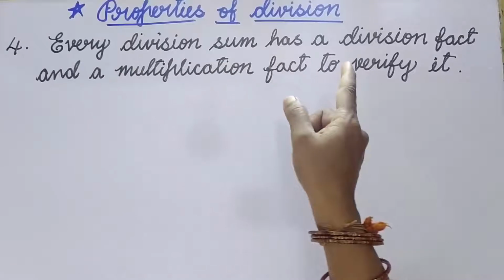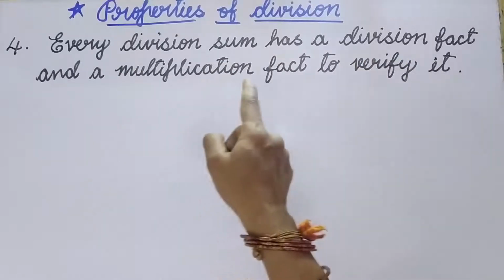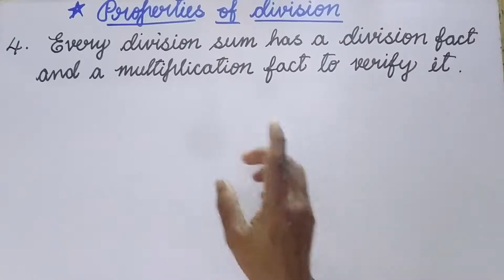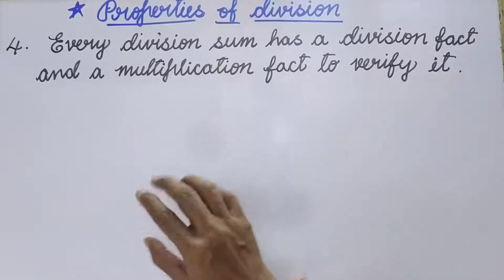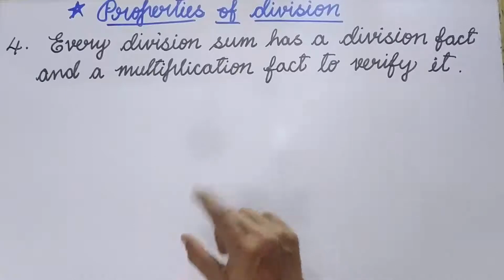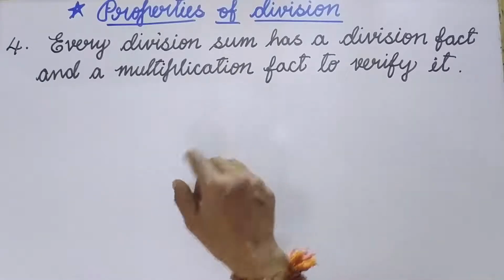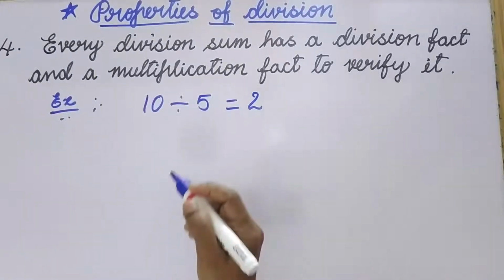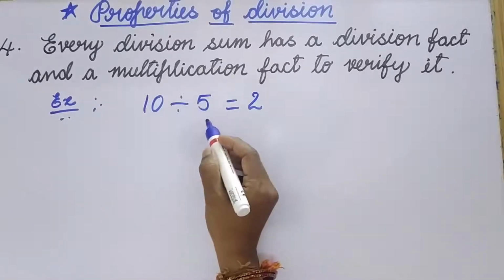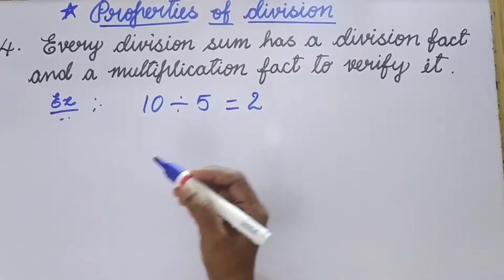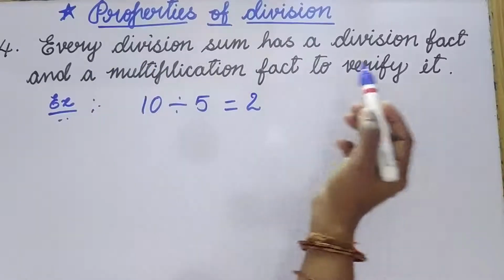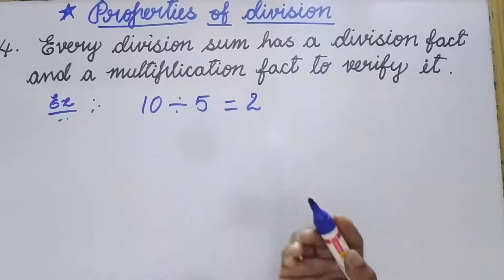Every division sum has a division fact and a multiplication fact to verify it. We already know that division and multiplication are inverse operations. So the relation between these two we can find in this property. Let us go through one example. This is a division sum: 10 divided by 5 is equal to 2. According to this property, every division sum has a division fact and a multiplication fact.